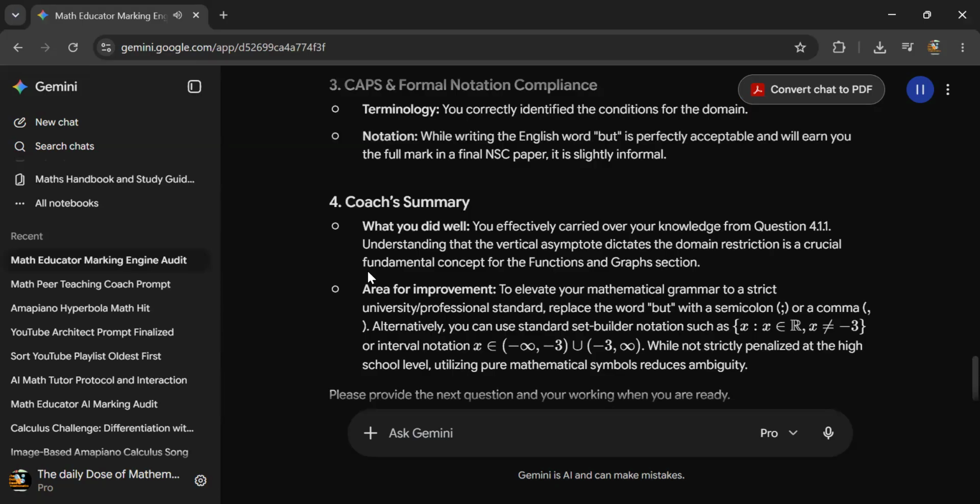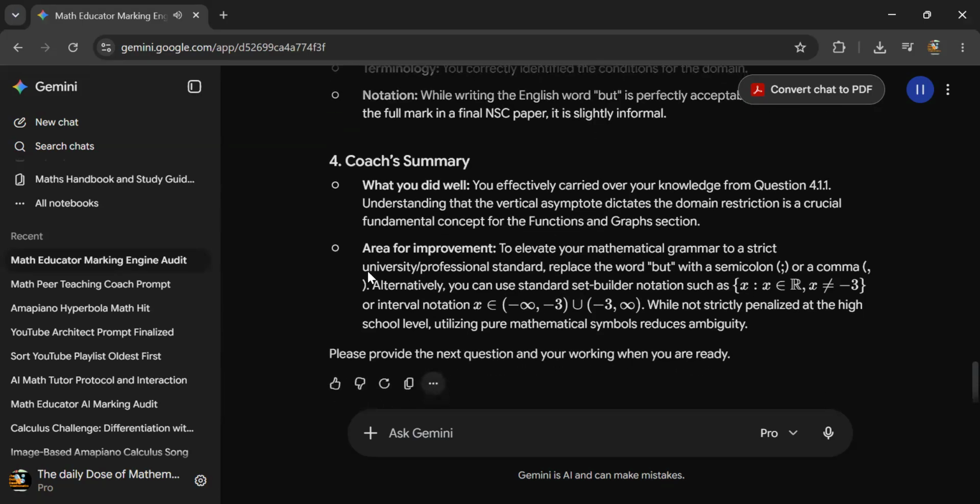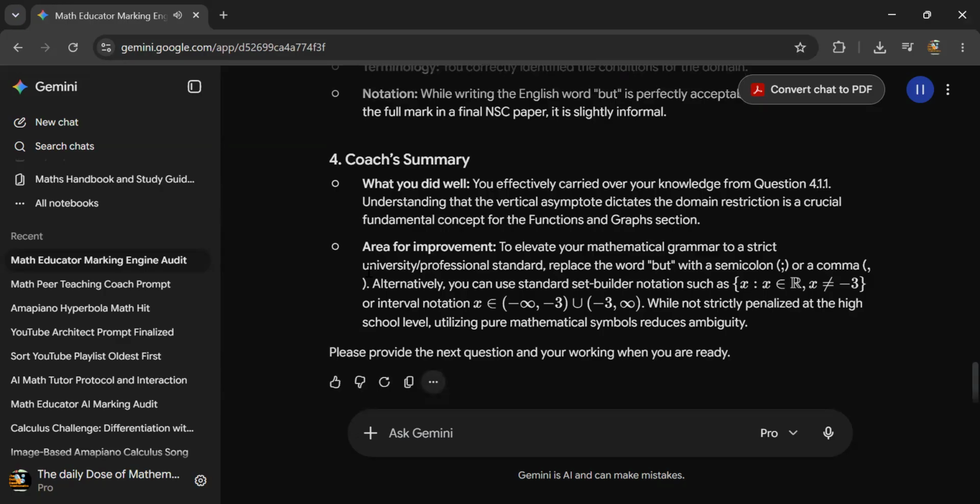4. Coach's summary. What you did well. You effectively carried over your knowledge from question 4.1.1. Understanding that the vertical asymptote dictates the domain restriction is a crucial fundamental concept for the functions and graphs section.